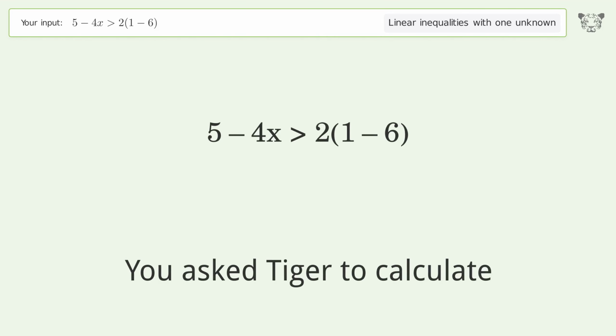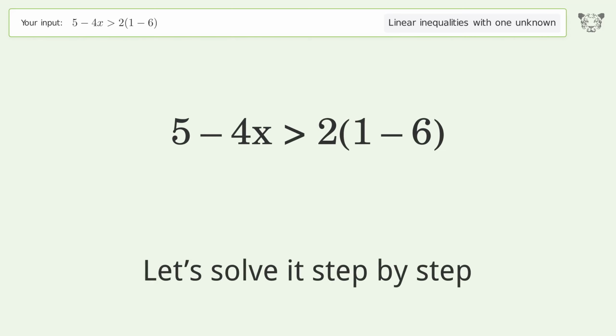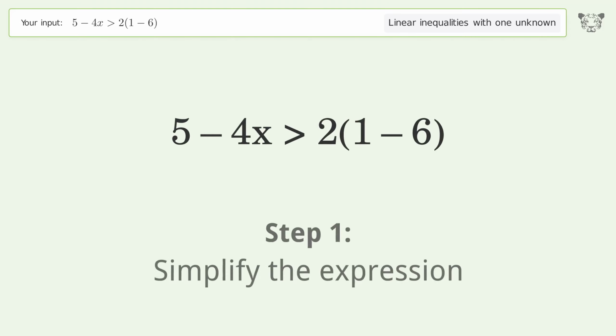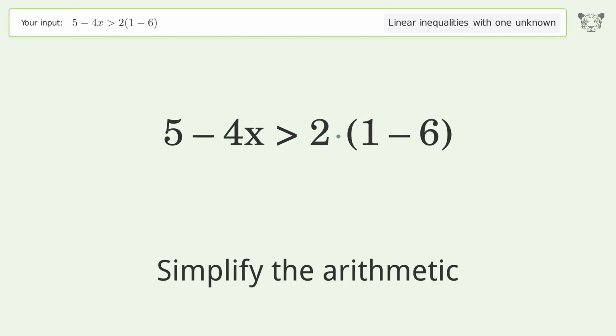You ask Tiger to calculate. This deals with linear inequalities with one unknown. The final result is x smaller than 15 over 4 smaller than 33 over 4. Let's solve it step by step. Simplify the expression. Simplify the arithmetic.